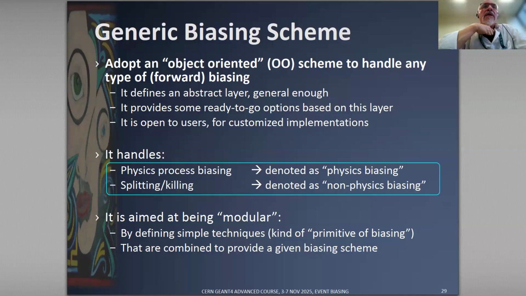This scheme handles two types of biasing: importance sampling and splitting techniques. Importance sampling is handled with the so-called physics process biasing, which we denote as physics biasing. Splitting and killing are denoted as non-physics biasing. The aim of this scheme is to be modular, by defining primitives of biasing that you can then combine to provide a biasing scheme. Let me illustrate that on the next slide.